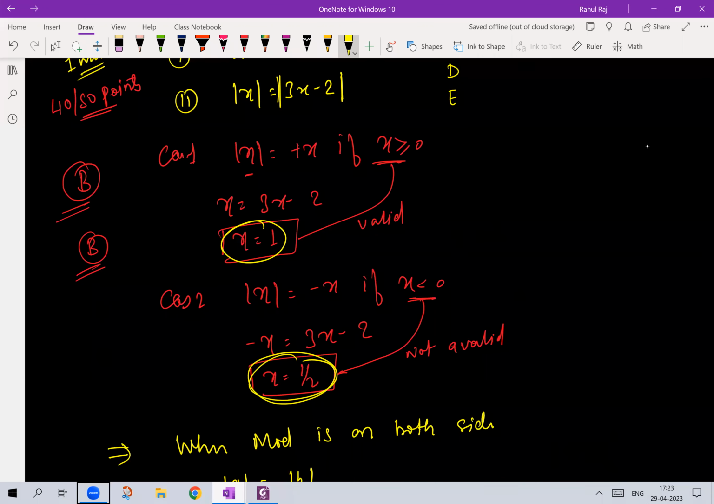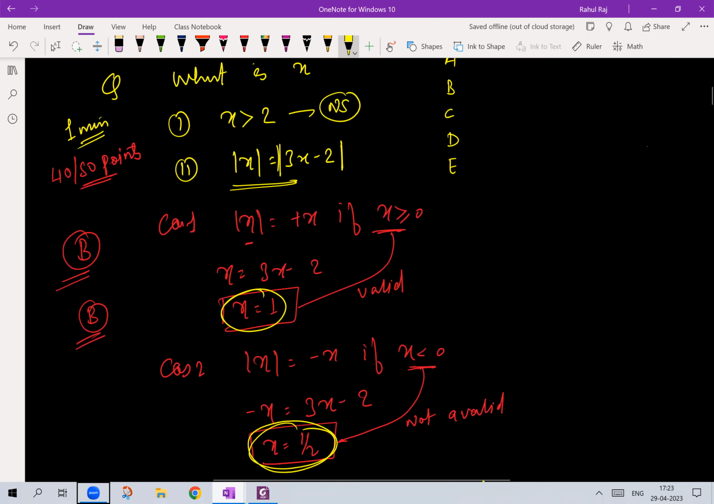Put both the values here and check x is equal to 1 and x is equal to half. I'm putting mod on both the sides. Yeah, they are valid because the negative would eventually be converted to positive. Please understand, anything coming out from the mod is always positive. Mod defines positive, that's it.